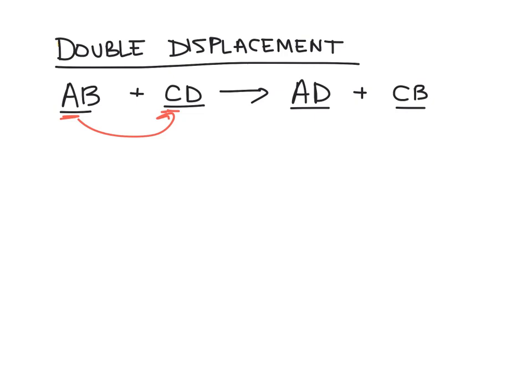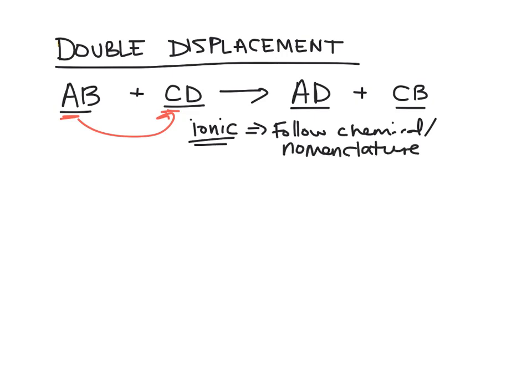And you have to always follow, because these are often ionic compounds. If they're ionic compounds, you have to always follow the rules. Follow the chemical rules. The chemical and nomenclature rules. Do not forget, follow those rules. So let's give an example. Let's do lead 2 nitrate and I'm going to mix it with aluminum sulfate.